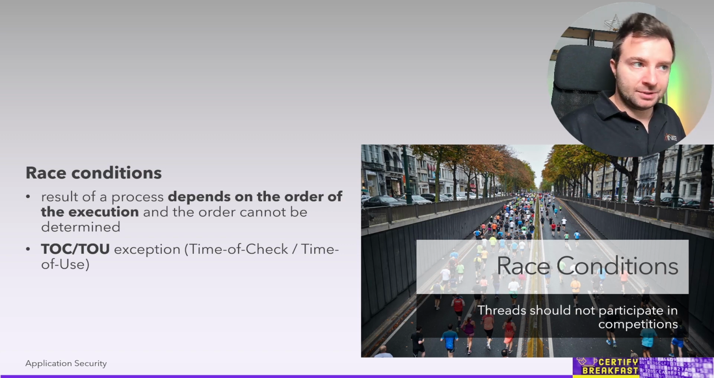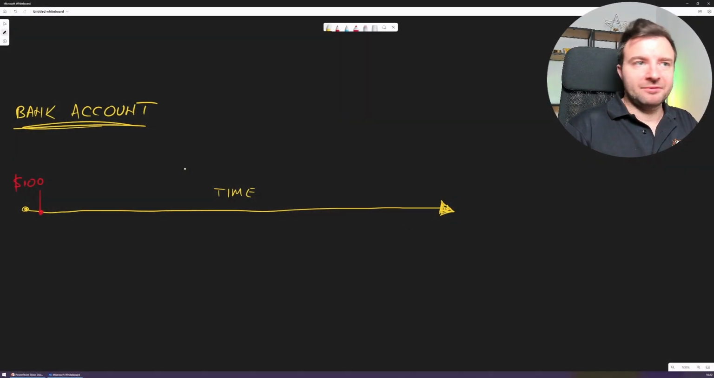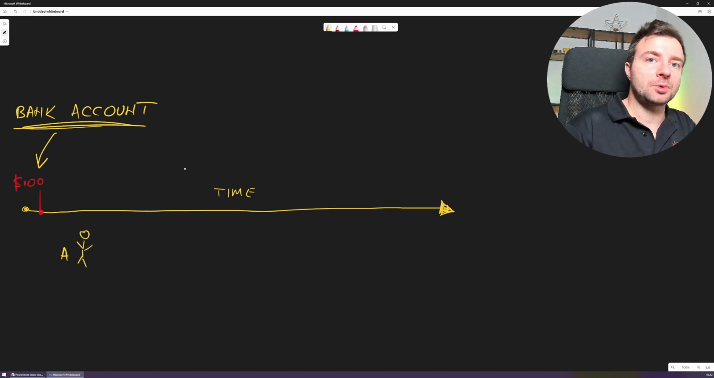Let me give you an example of a race condition. That one is called time of check, time of use. All right, so let's assume that we have a bank account, and this is the timeline right here. And this bank account starts with $100 in it. Okay, everything okay so far. Now let's assume that we have a user A, and that user connects to an ATM and wants to query the amount in that bank account. What's that user going to see? Well, that user is going to see, of course, the $100 in that account.